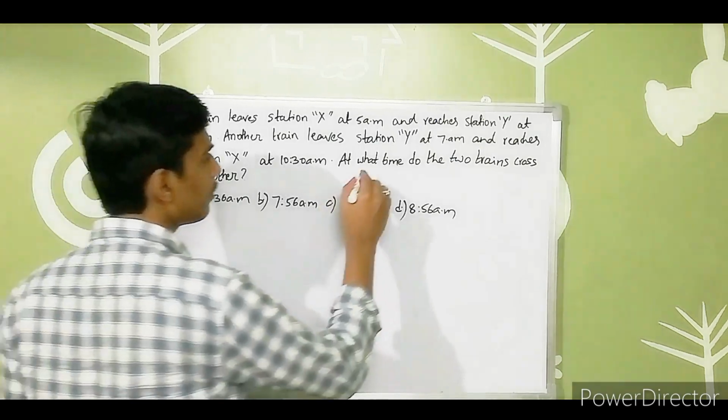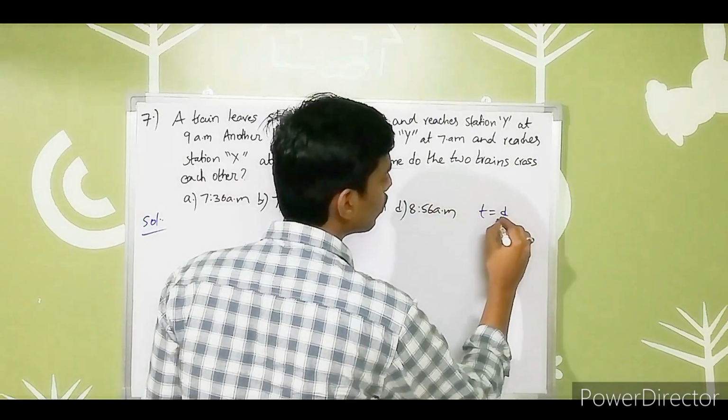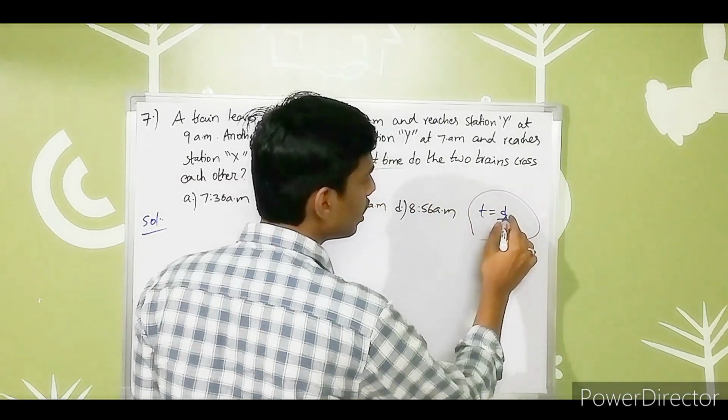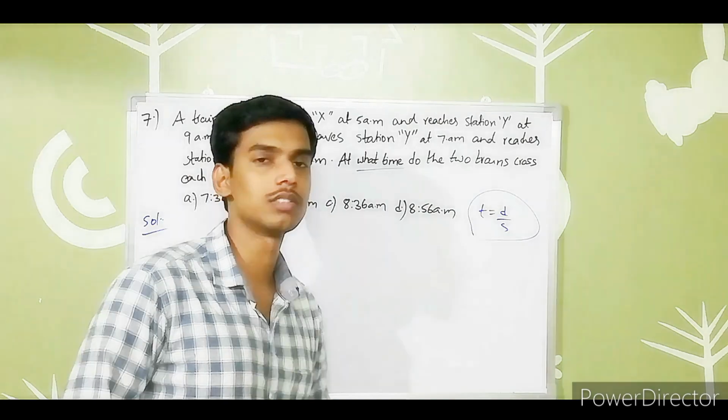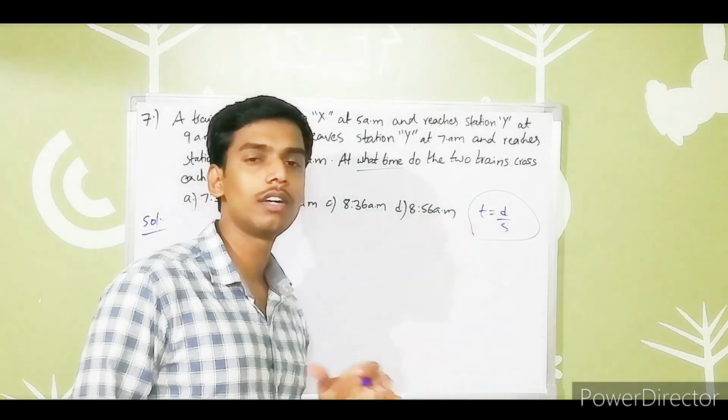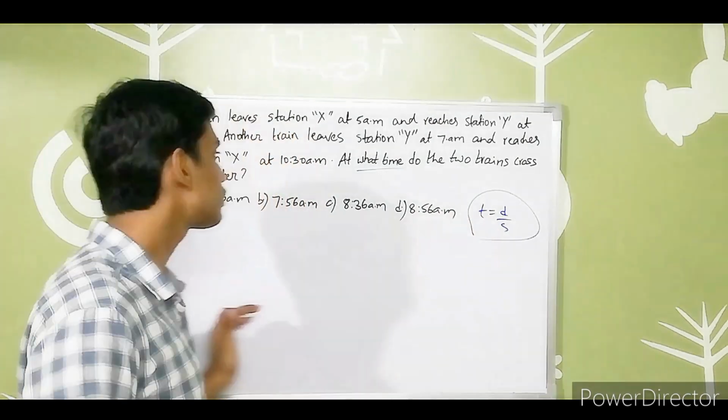First of all, we have to find the time. In order to find the time, we have to know the distance and speed. If we find the distance between these two trains and the speed of these two trains, then we can find the time at which they will meet.